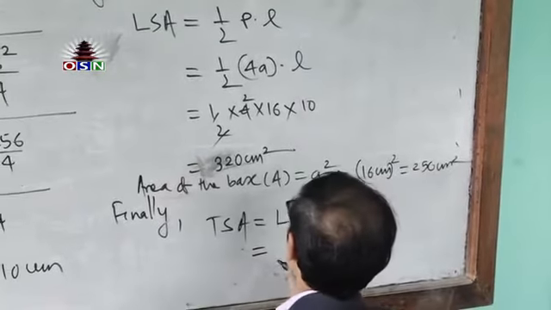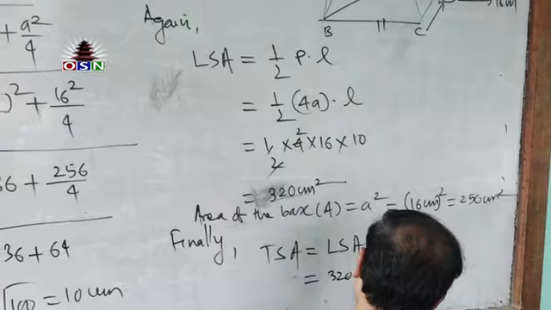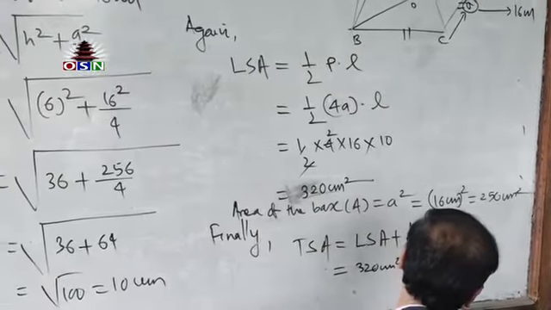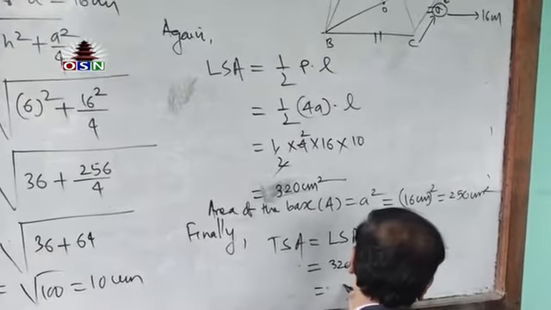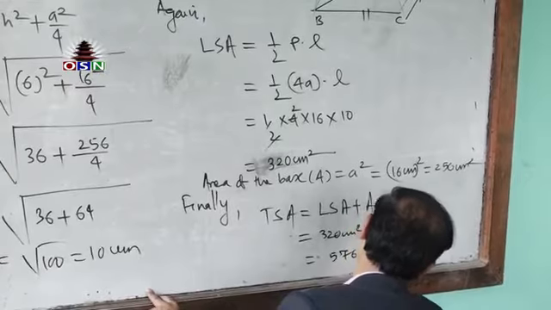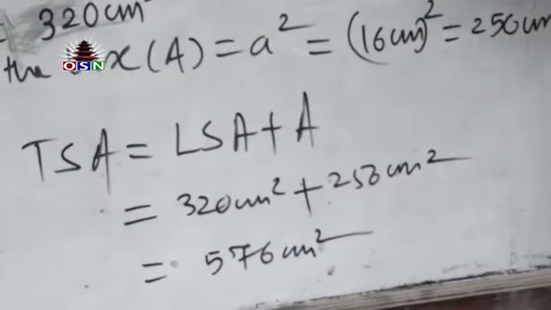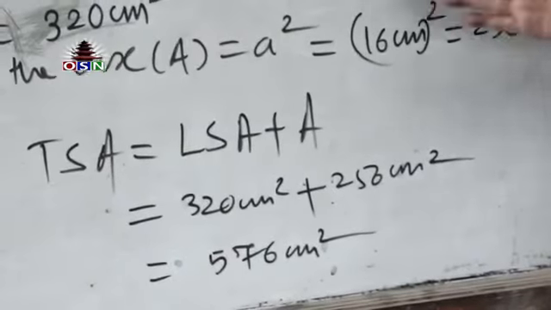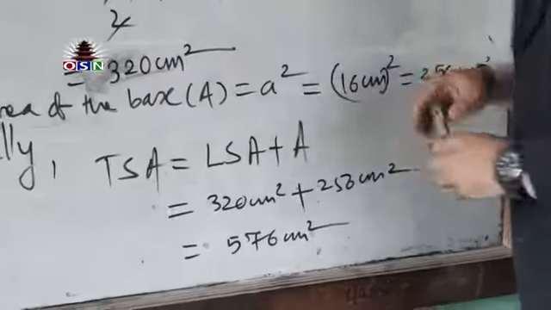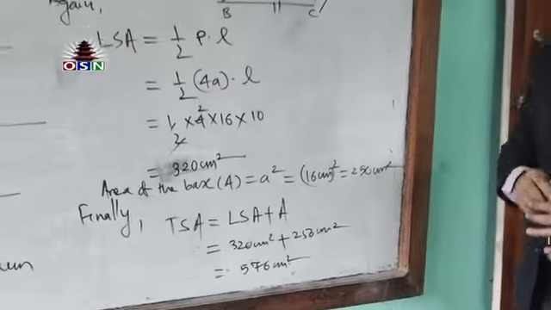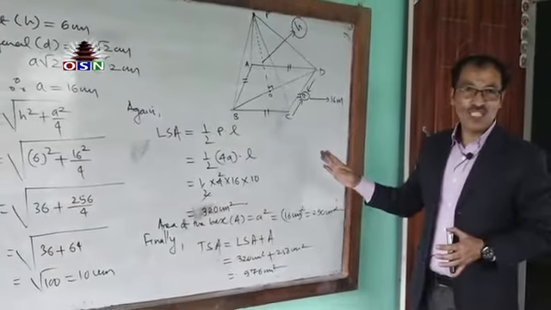Well, just you add them now. 320 centimeter square plus 256 centimeter square equals now 576 centimeter square. This is the total surface area. Okay, this is kismis. Keep it short, make it sweet. I mean to say, a very easy method to find the total surface area of this figure. Do you have any question?